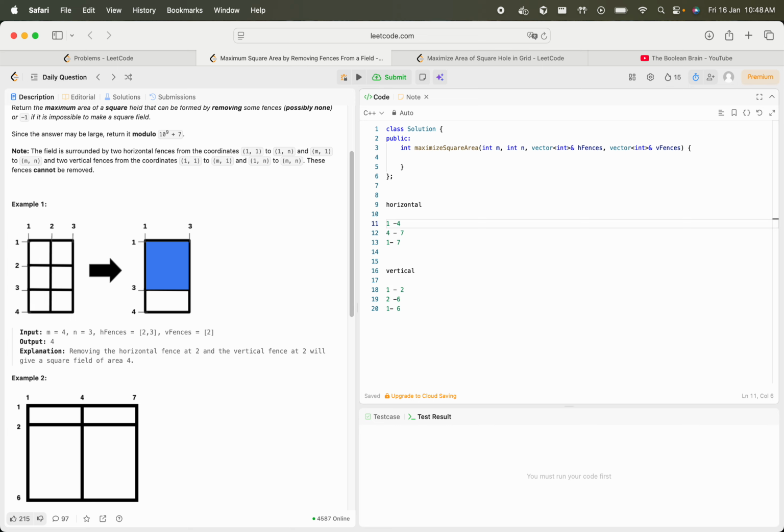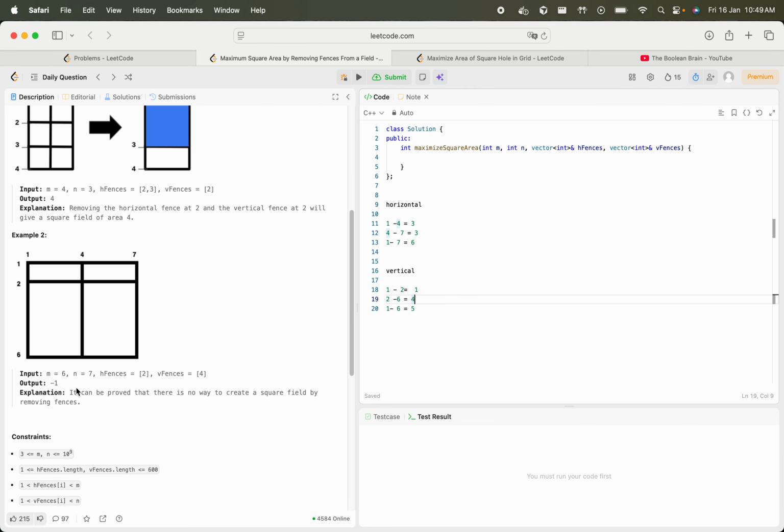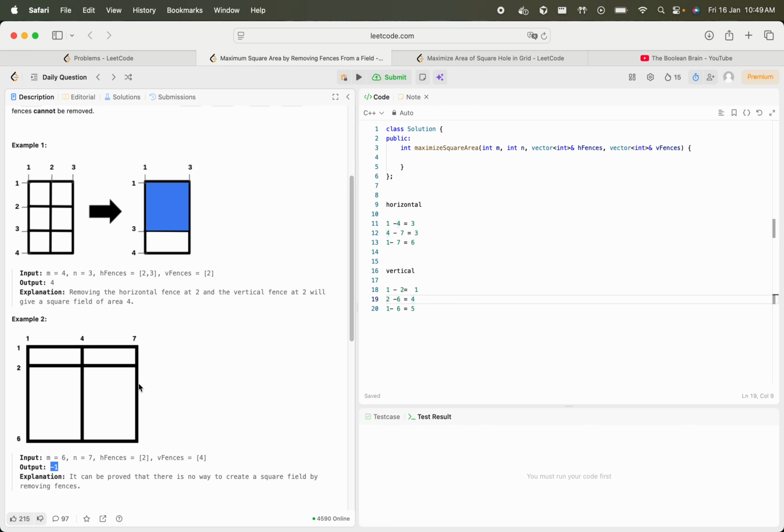So if you see here, 1 to 4 size is 3. Similarly, 4 to 7 size is 3. 1 to 7 size is 6. Here size is 1. Here size is 4. And here size is 5. So if we carefully observe, there is no common element. 3 and 6 are present in horizontal, and in vertical we have 1, 4, 5. So there is no common. So if there is no common, we simply return -1, isn't it?